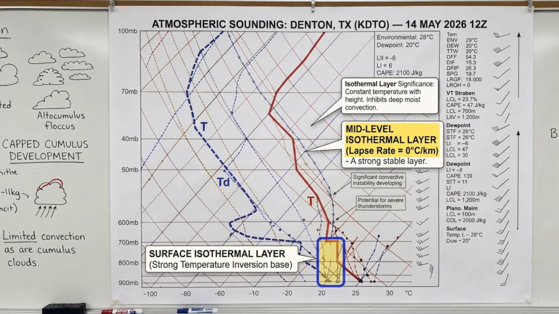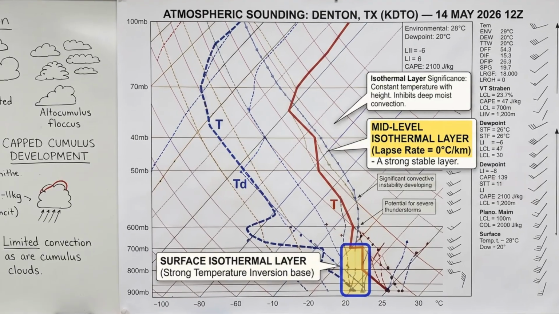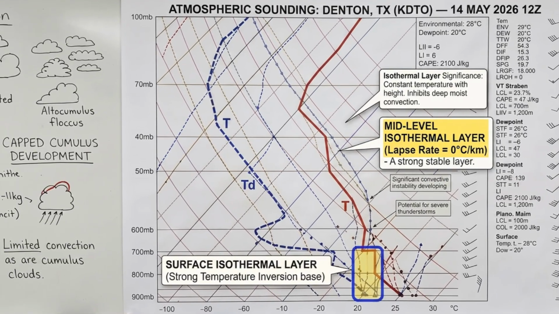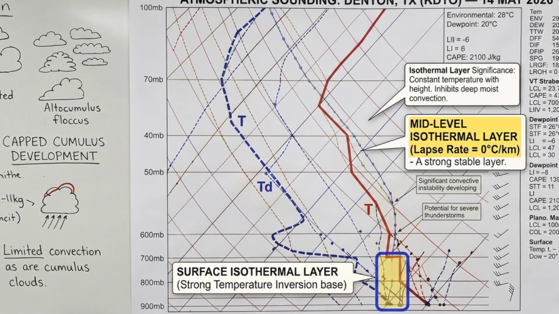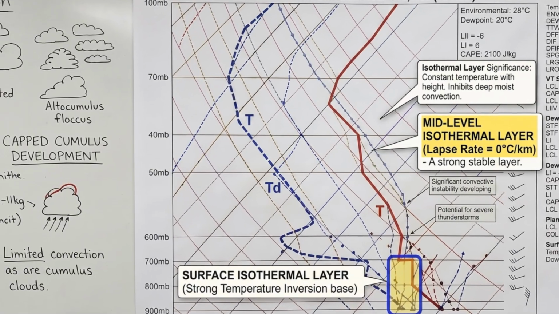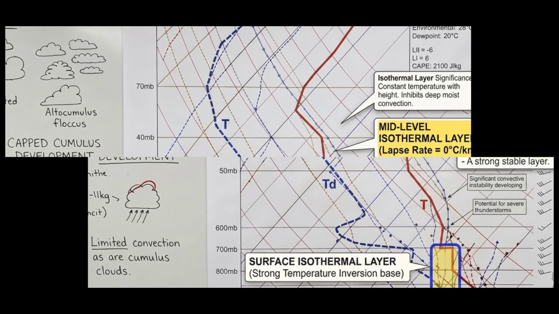An isothermal layer is a layer in which temperature remains constant as altitude increases. In the sounding diagram, this shows up as a vertical line, temperature not changing. The word isothermal comes from the Greek, iso, meaning equal, and thermal, meaning heat. Isothermal layers typically indicate a highly stable section of the atmosphere.